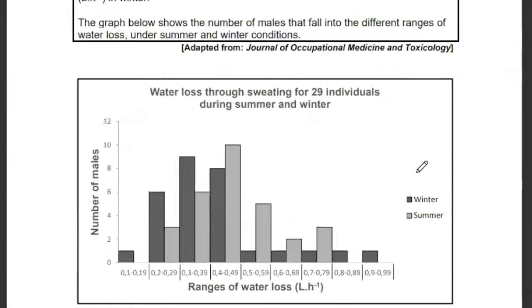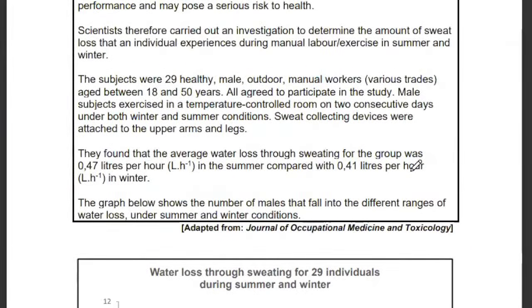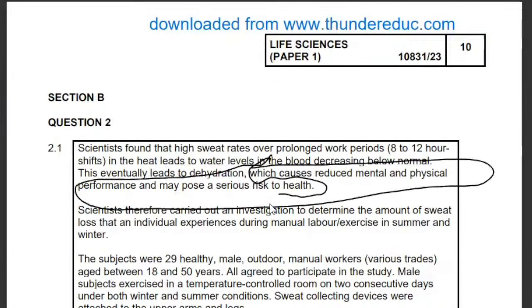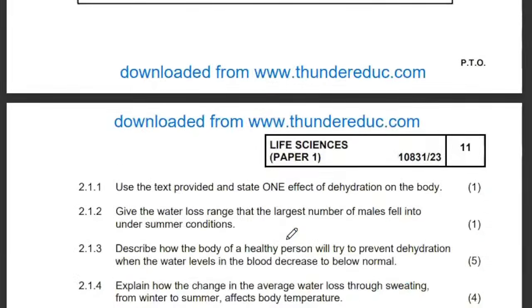So if you look at this extract, you'll find out that the answer is being indicated there. They said it here, that this eventually leads to dehydration, which causes reduced mental and physical performance and may pose a serious risk to health. So basically, the answers are supposed to be scooped from that point. From there, yes, that's where the answer is supposed to be scooped from.